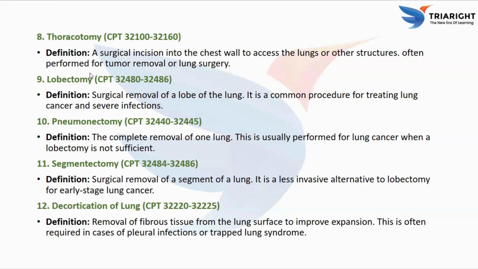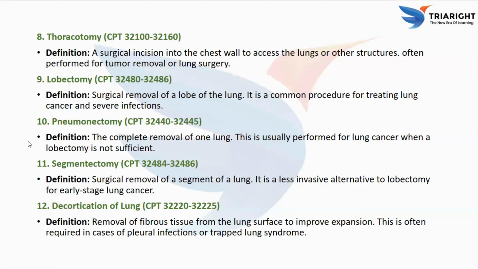And ninth is lobectomy. The CPT code ranges are from 32,480 to 486. So what does lobectomy mean? It's a surgical removal of one lobe of the lung. The right lung has 3 lobes, the left lung has 2 lobes. So removal of any one lobe or multiple lobes comes under lobectomy.